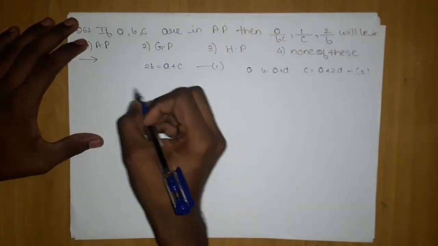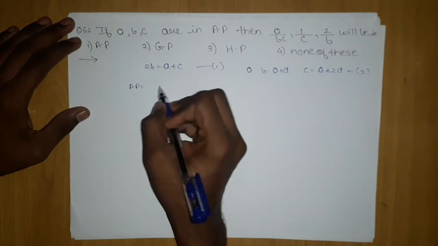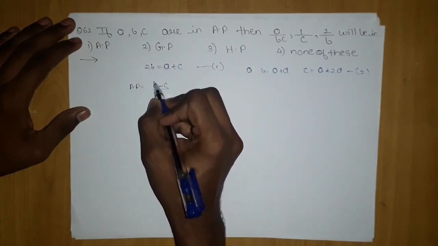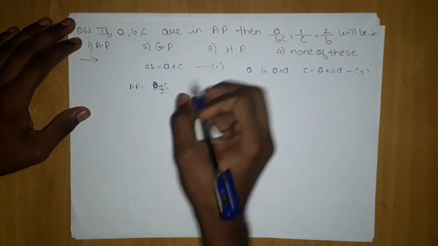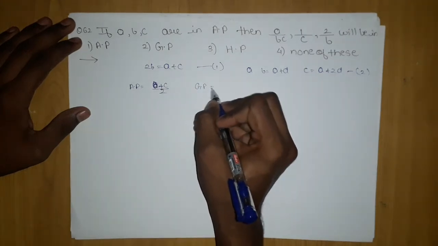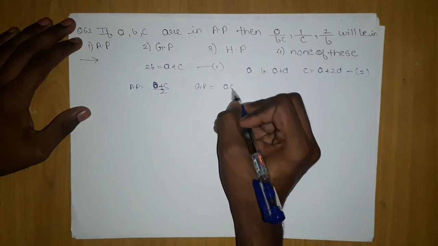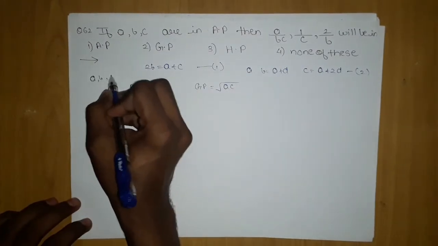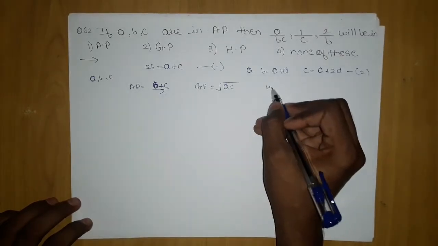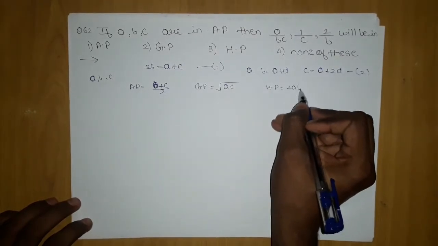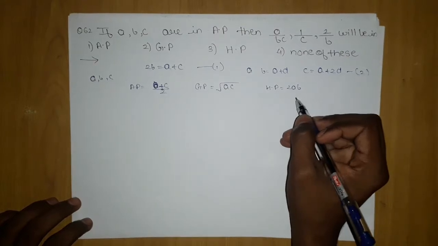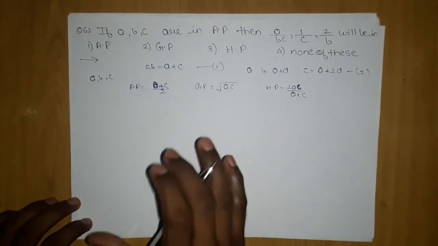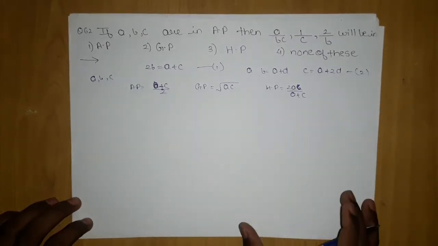Now what is the AP condition? Let me write the AP condition. It is nothing but a plus c by 2. What is the GP condition? It is under root AC, provided I am considering a, b, c. And HP is nothing but 2AC upon a plus c. So these are the three conditions of AP, GP, and HP.